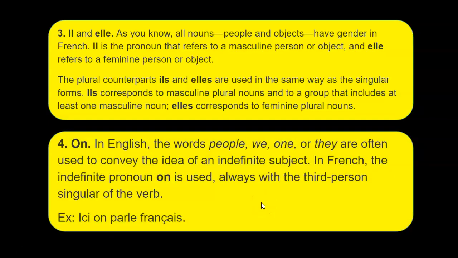On: in English, the words people, we, one, or they are often used to convey the idea of an indefinite subject. In French, the indefinite pronoun on is always used with the third person singular of the verb. Ici, on parle français. Here, we speak French. So when you translate it, it says we speak French, but they're using it in the third person singular. So this is very special, make sure you put a star by this to know that this is a little bit different than all the other ways.